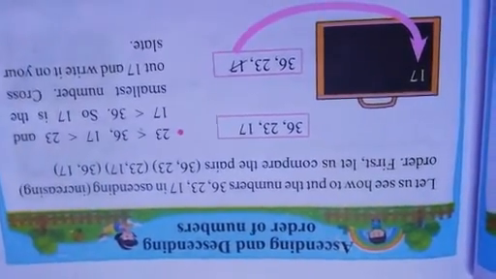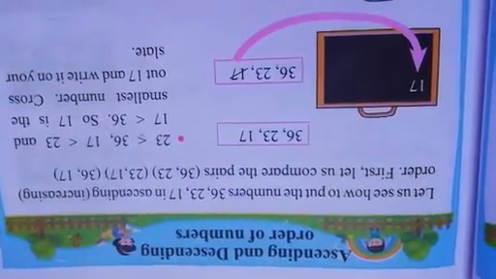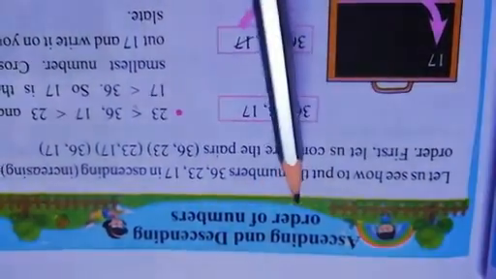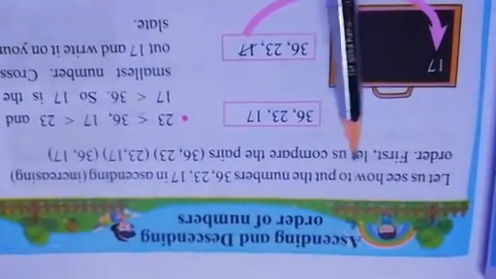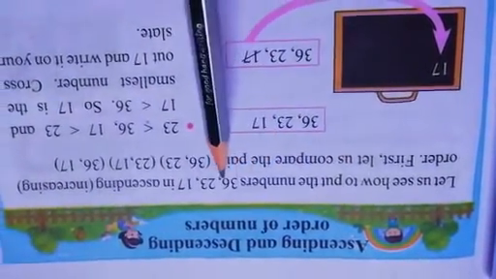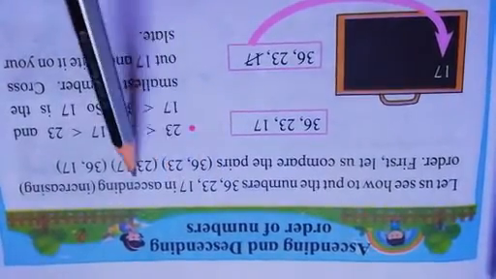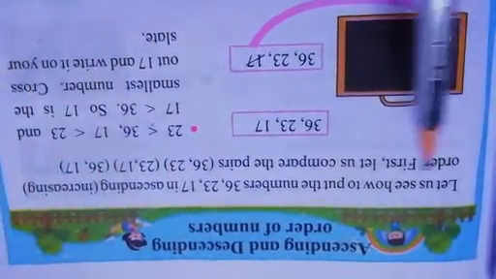Hello students, today we are going to learn a new lesson, that is ascending and descending order of numbers. Okay, so first let us see how to put the numbers 36, 23, 17 in ascending, that is increasing order.